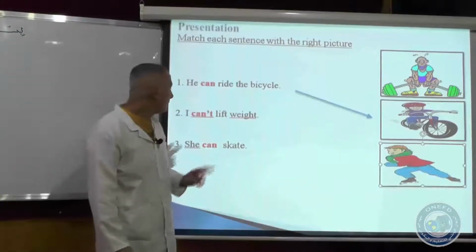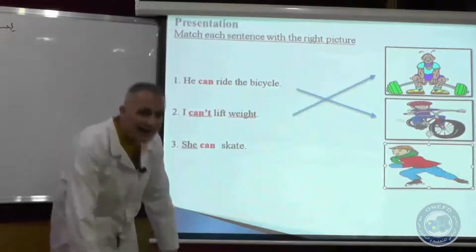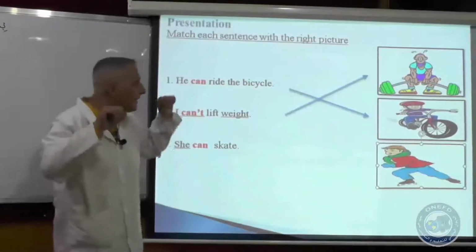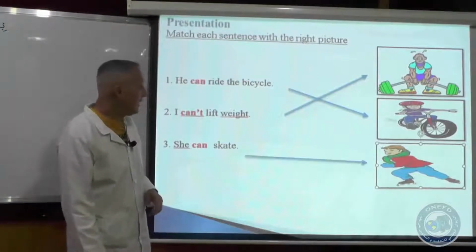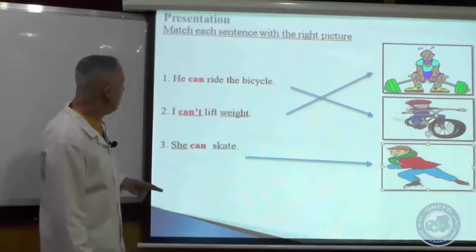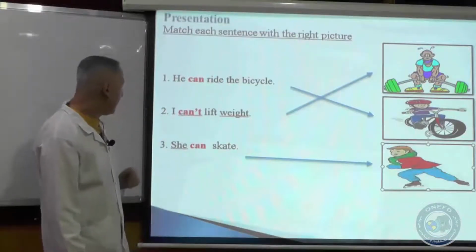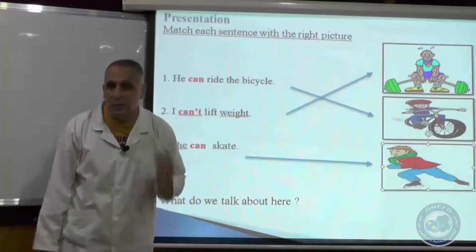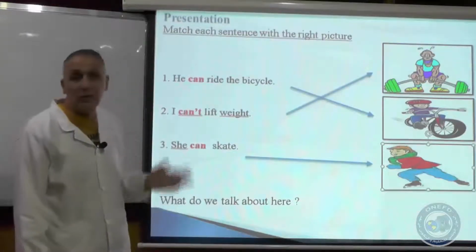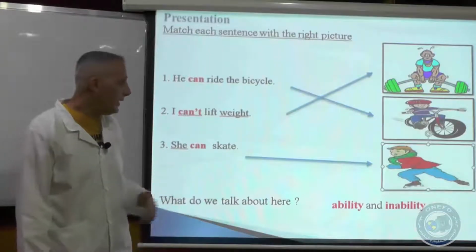Number 2, I can't lift weight. I can't lift weight, right? And the last one, of course, she can ski. What do you remark? Here we use the modal can and can't. So, what do we talk about here? Of course, we talk about ability and inability.